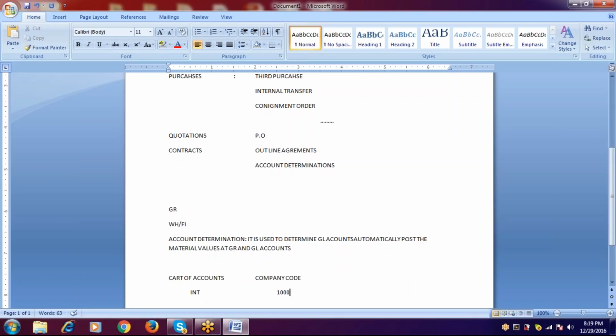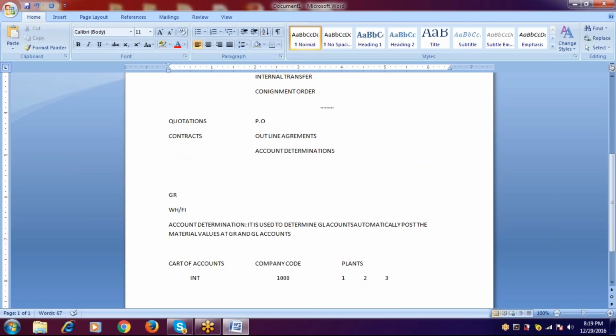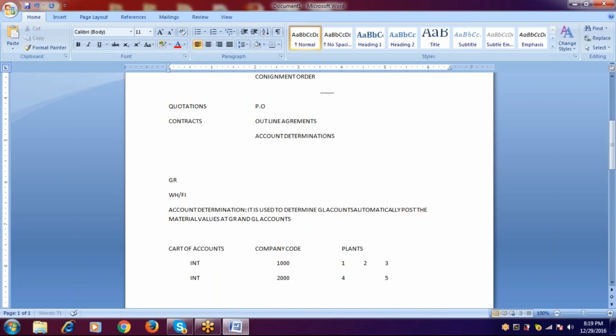Here in this company code, if I have multiple plants, let's say plant 1, plant 2, and plant 3. And again, in the same chart of accounts INT, I can have another company code, and there are other different plants there, 4 and 5. When you group plants 1 plus 3 plus 5, this is called one valuation group.